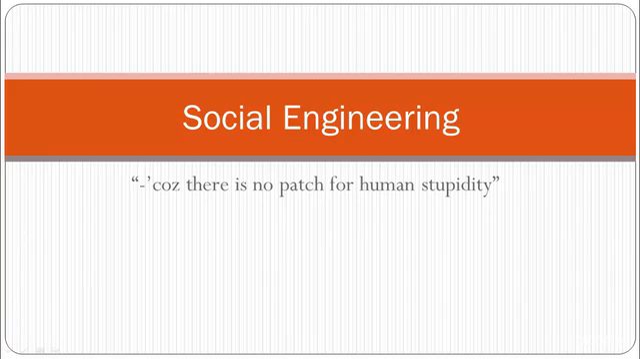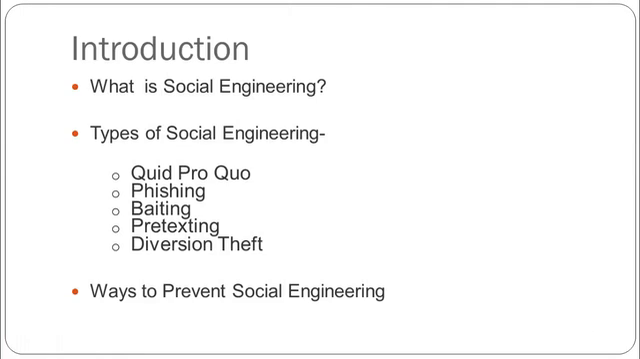So what exactly is social engineering? In this tutorial today, I will take you through what social engineering is, and what the different types of social engineering are. There are five different types: baiting, phishing, quid pro quo, pretexting, and diversion theft, which is normally conning people, and what would be the ways to prevent them. These are what I will be teaching you today.